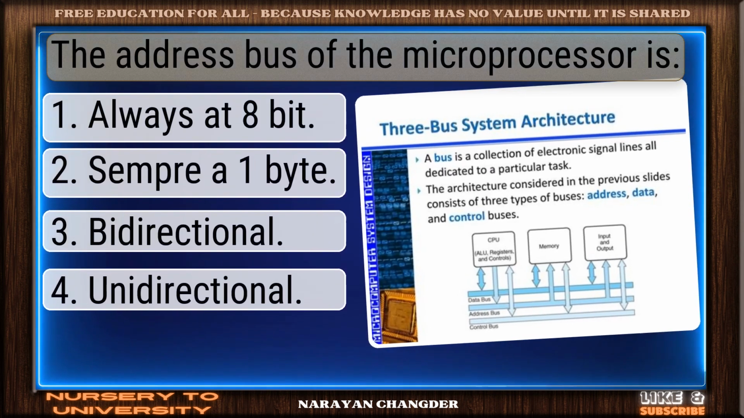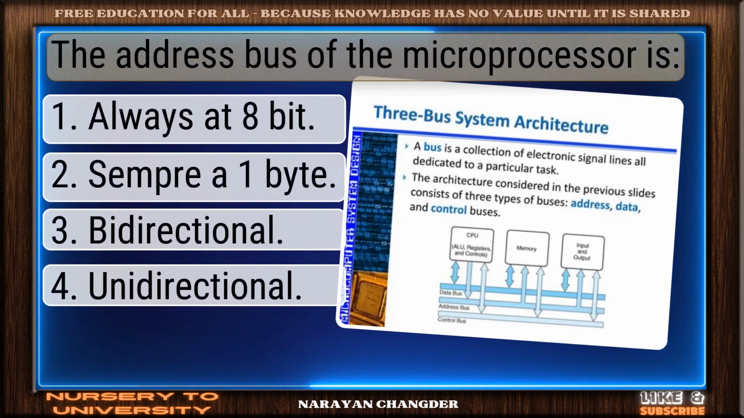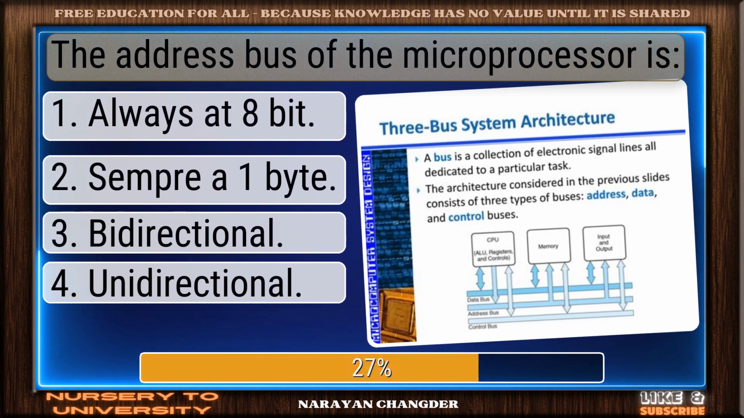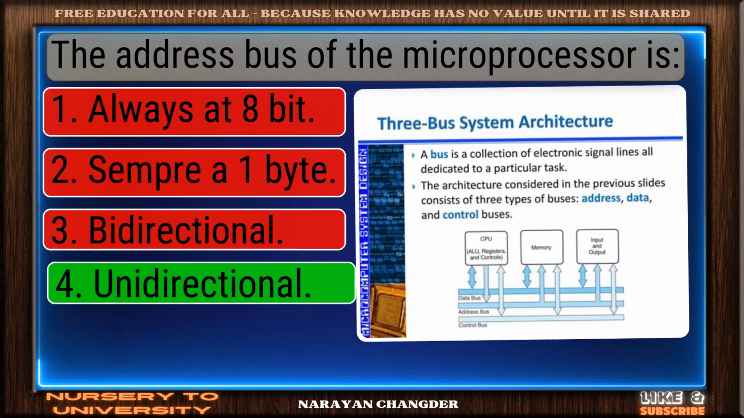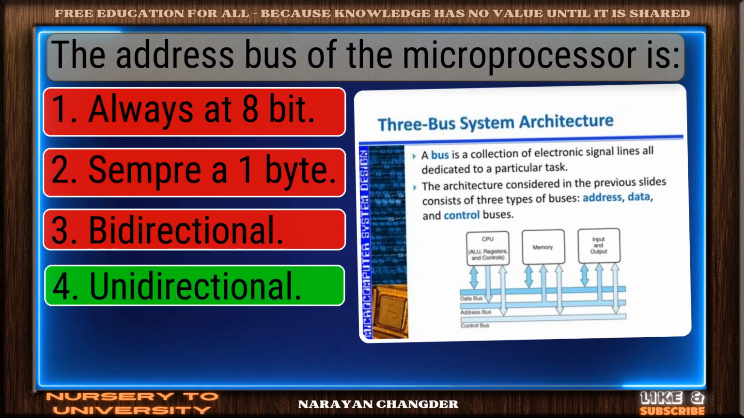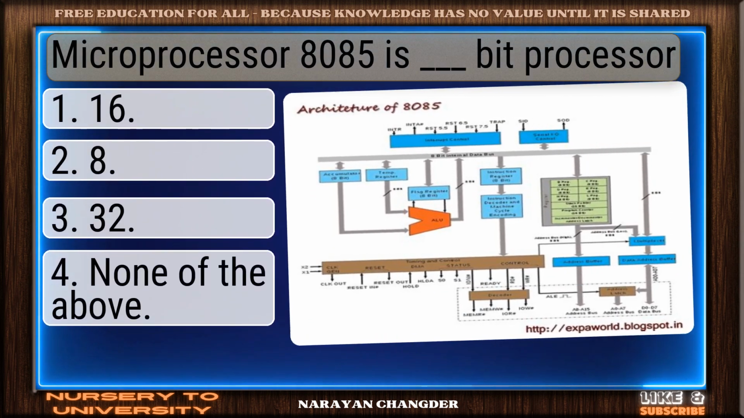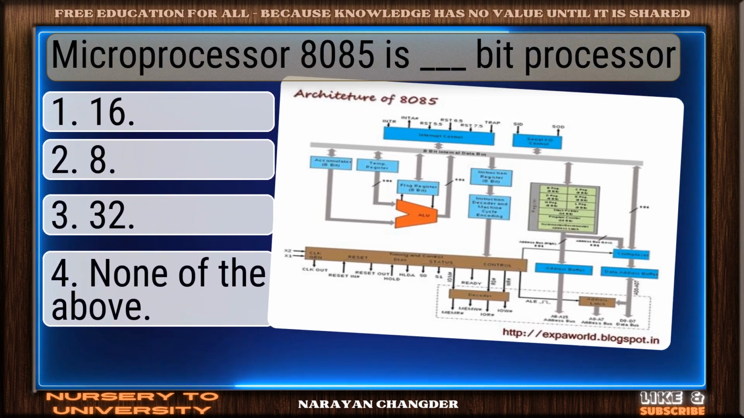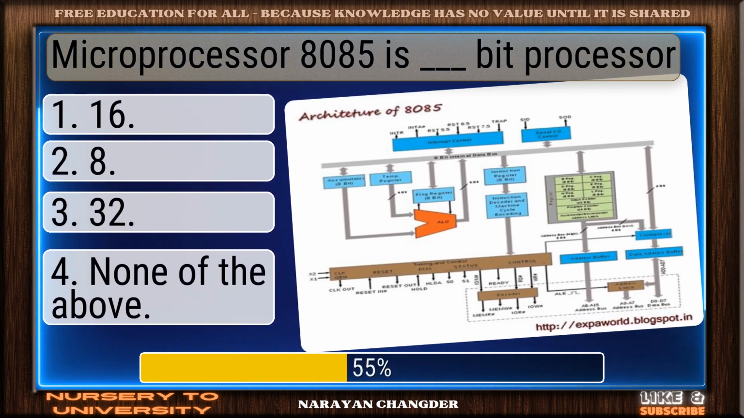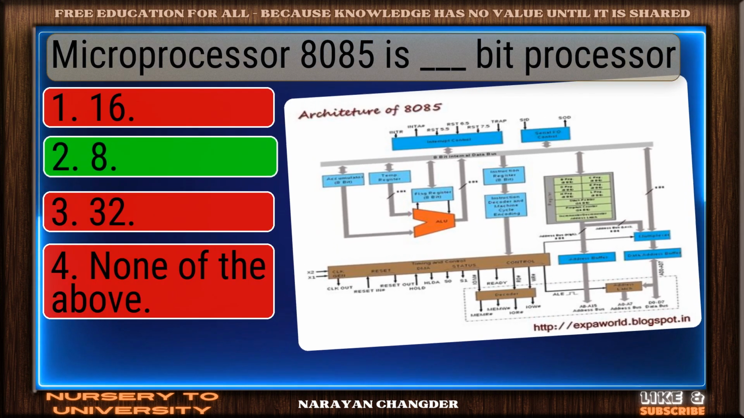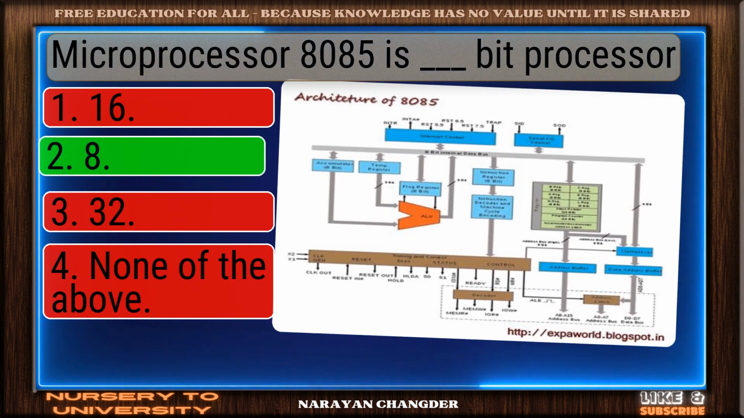Question number 33. The address bus of the microprocessor is. Right again. Unidirectional is a valid answer. Question number 34. Microprocessor 8085 is dash-bit processor. Correct. 8 is the right answer.